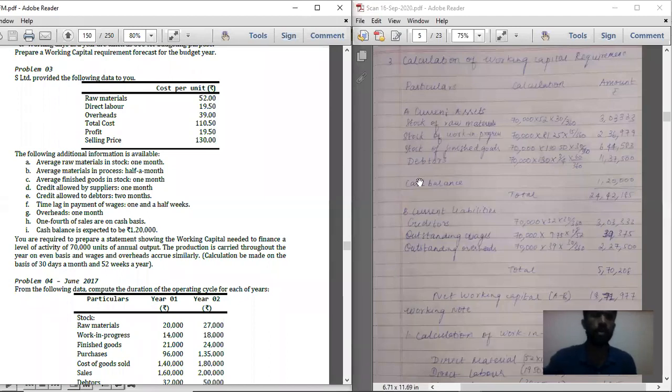Okay, now we'll see problem number 3. See, this is a very easy problem. The summation of the first and second problems is the third problem, where they have given directly the selling price. So we'll see problem number 3 now.